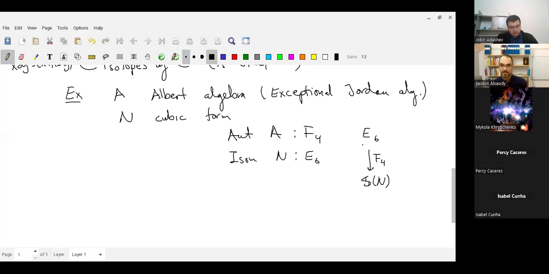And you can play the same game and deduce that the twists by this homogeneous space correspond precisely to the isotopes of the Albert algebra, which is a known concept for Albert algebras.